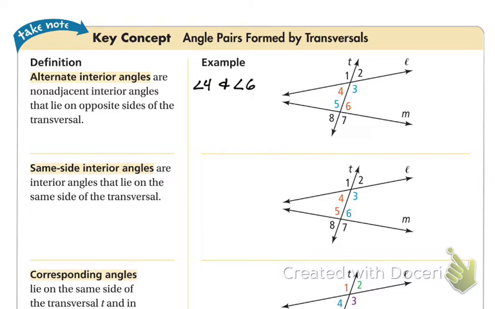What would be another example of alternate interior angles? Joseph? Angle 3 and 5. Angle 3 and 5 would also work.